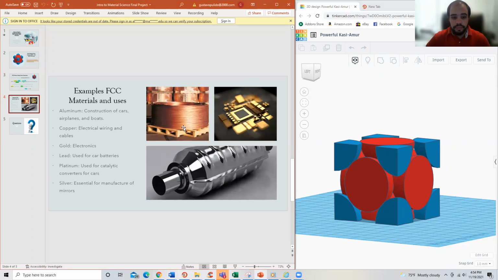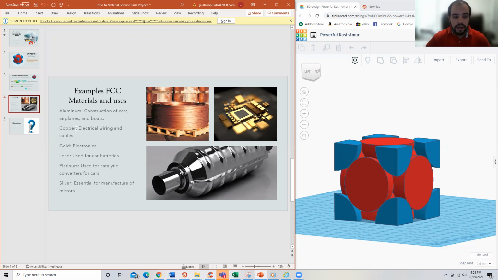So I also wanted to bring some materials and uses of face-centered cubic structure materials or elements, and some of them are very well known, and I tried to do some research on some of them. So we got aluminum, which is pretty much everywhere. We have it in construction, of course, airplanes and boats. I just picked this as an example, but we all know that aluminum is everywhere in our society.